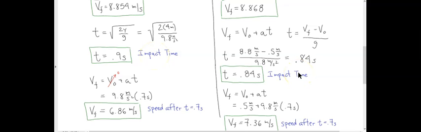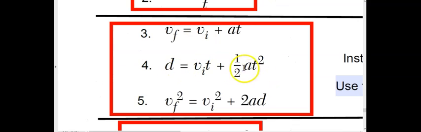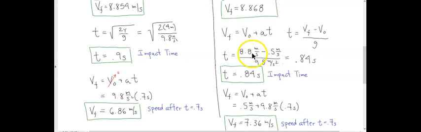To find the impact time for something that has been thrown to the ground, you cannot use the free fall conditions. So you would not use equation 4, d equals v_i t plus 1/2 a t squared. Rather, you would use equation 3, v_f equals v_i plus a t, and this is what you would get.